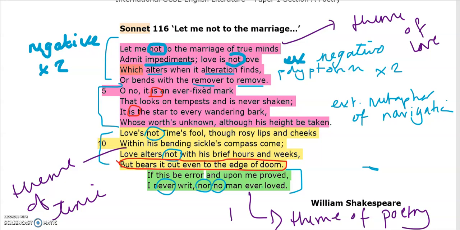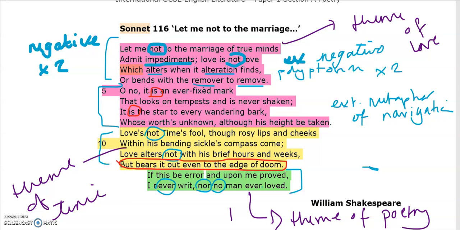Okay, so it's a famous poem. It's often read at marriages, and you can see why. It's very much re-emphasizing the quality and the values of marriage and the marriage vows. So if we go through some of the language choices that Shakespeare has used, you can see that there are a lot of negatives, and quite often double negatives. So on the top left, I've written negative times 2. That's what we've got in that first sentence.